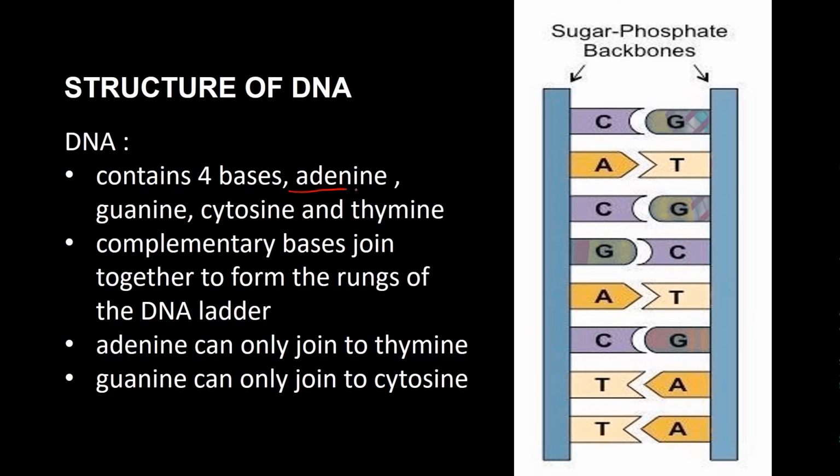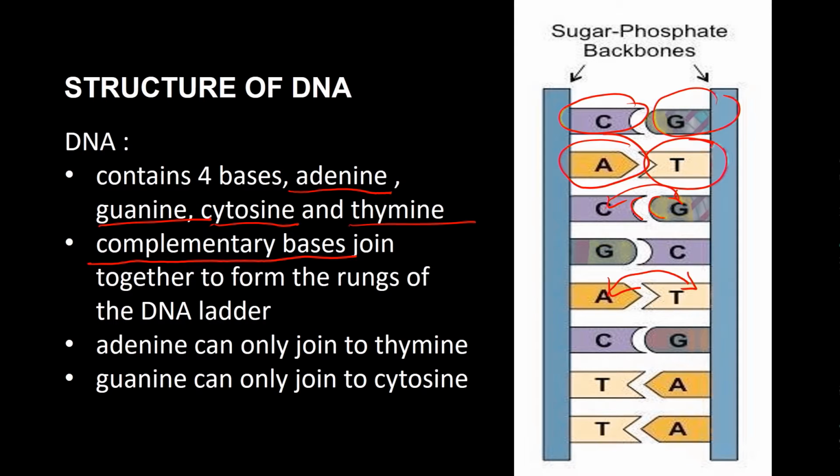First of all, DNA has 4 bases: adenine, represented with an A, guanine, represented with a G, cytosine, represented with a C, and thymine, represented with a T. And if you have a look, you can see that because of their structure, because of their shape, C and G have to go together, and A and T have to go together. And we call those complementary bases because they fit into each other. So, adenine to thymine and guanine to cytosine.